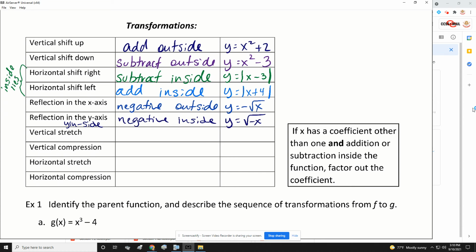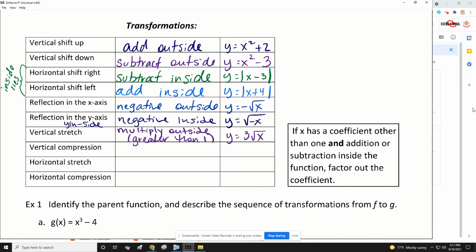Okay, and then to get stretches, you're going to multiply. And so outside and inside tell you if it's vertical or horizontal, and then the size of the number you're multiplying by tells you if it's a stretch or a compression. So if I want a vertical stretch, I am going to multiply outside. So the vertical stuff is always outside. And we need to make sure the number you're multiplying by is greater than 1. So for example, that would be like y equals 3 square root of x. That's going to be a vertical stretch.